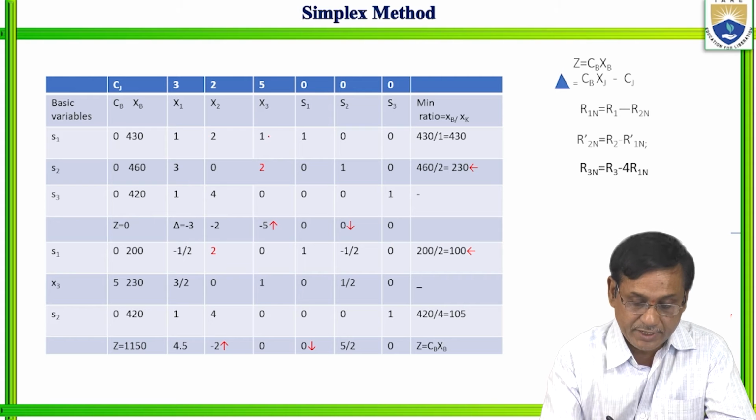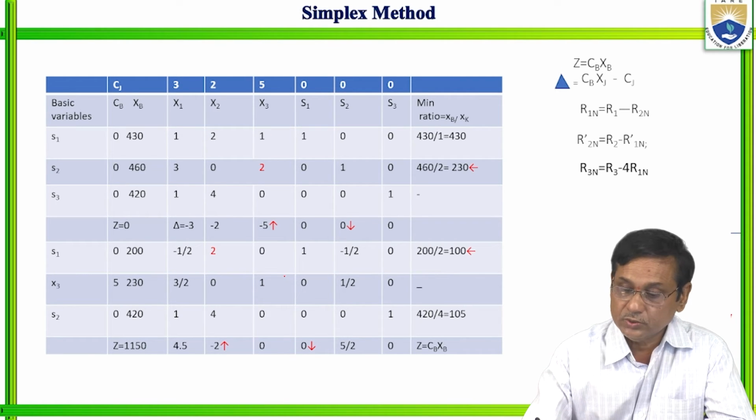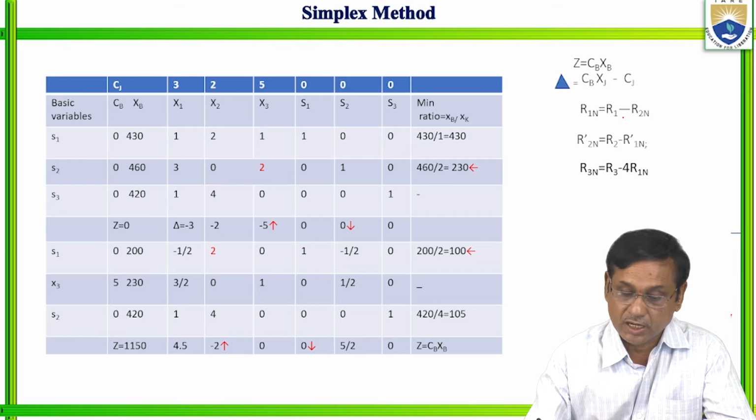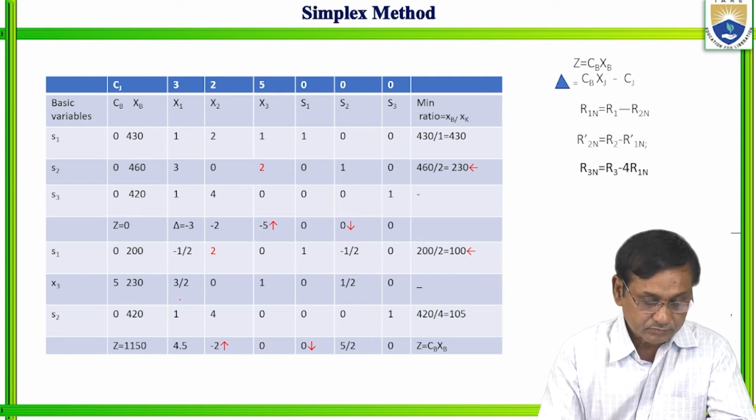So the first row the element is 1 and key row the element is 1. So do the operation R1 minus R2. That means second row we are subtracting from the first row. So for the first element here, 1 minus 3 by 2. 1 minus 3 by 2 is minus half.